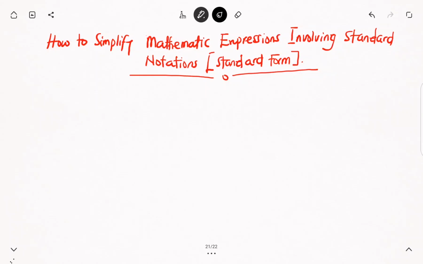In today's video, we want to look at how to simplify some mathematical expressions involving standard notation or standard form. So without further ado, let's look at an example. So let's look at the first example we have for this tutorial. So example number 1.